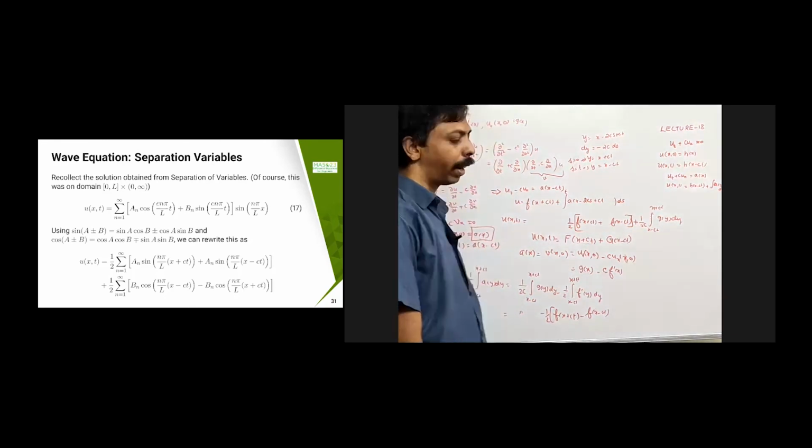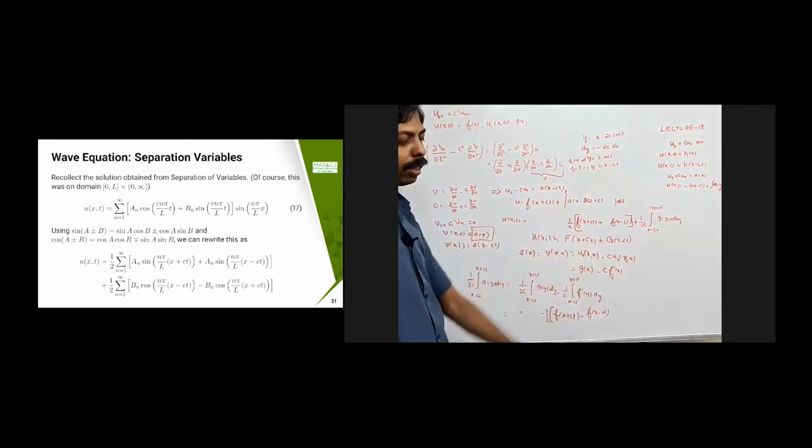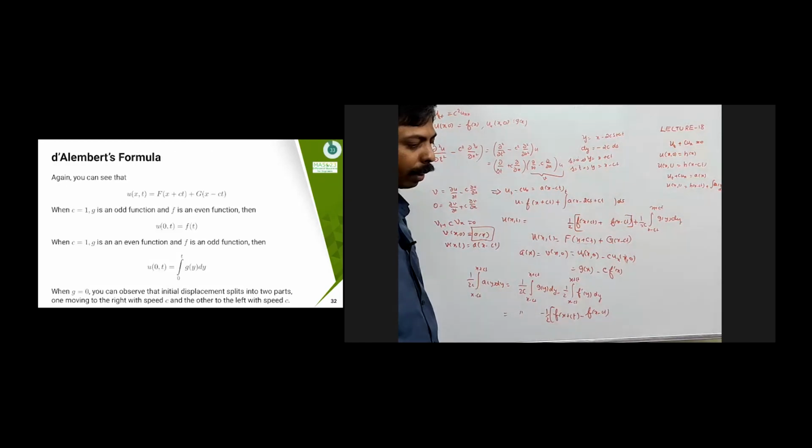So now recollect that you got u of x comma t equal to the sum of an cos n pi c by l into t plus bn sin n pi c by l into t, times sin n pi by l into x. And then as I mentioned earlier, if you use the sin a plus b and cos a plus b formulas, plus or minus, you can rearrange this equation into sin n pi by l into x plus ct plus sin n pi by l into x minus ct and so on. So once again I can get f of x plus ct, g of x minus ct format. That's what we are doing here.